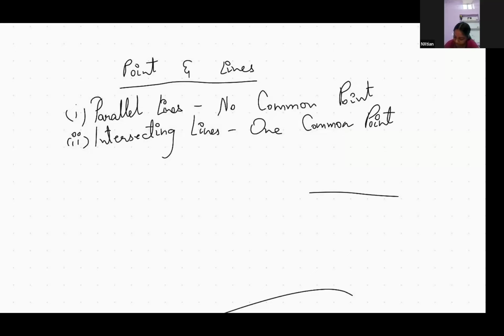And the third is where both the lines have many common points. Where many common points are there, where every point is a common point. This is known as coincidental lines.